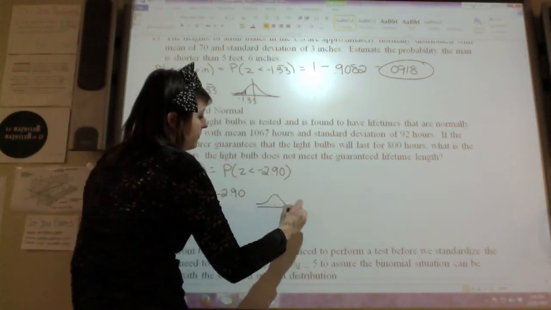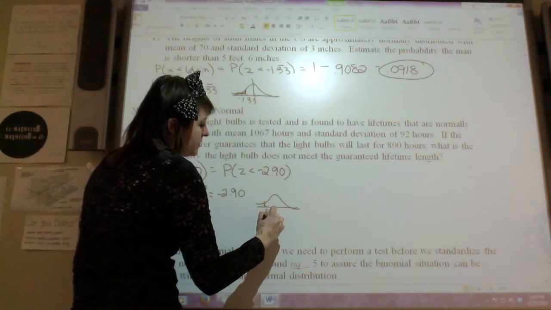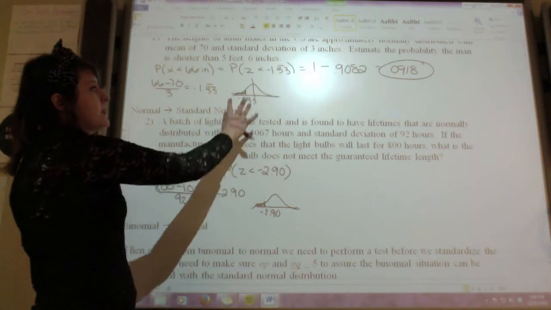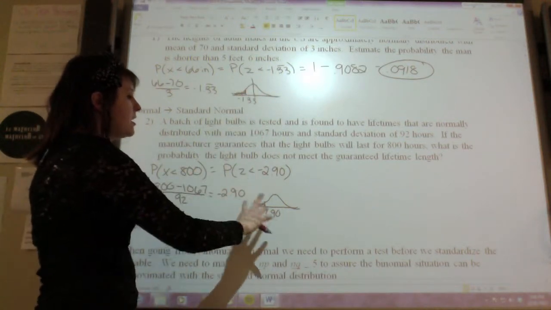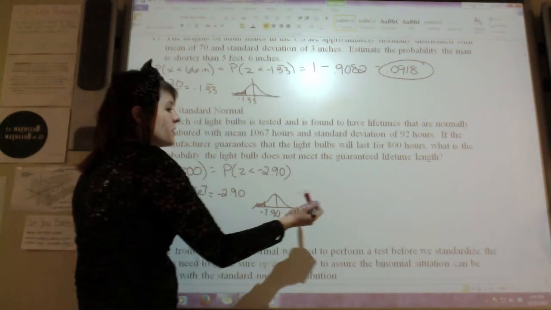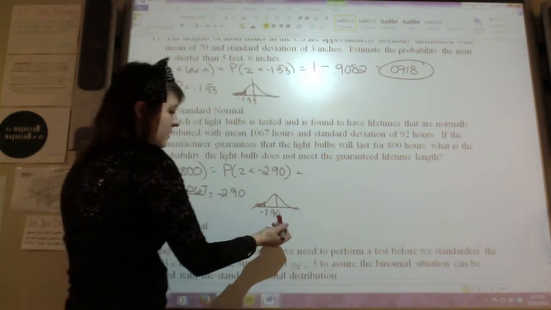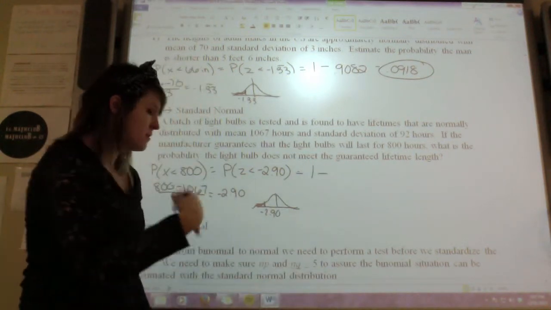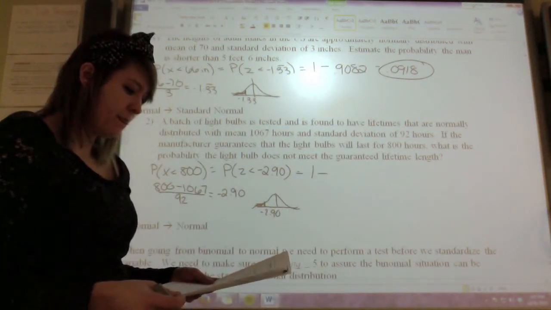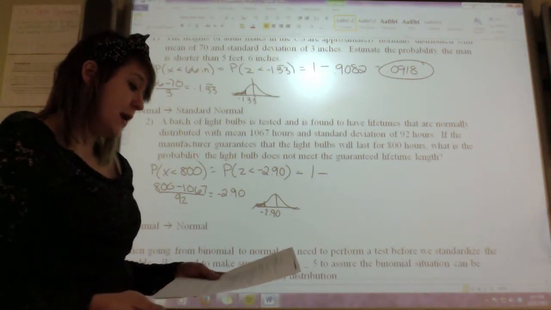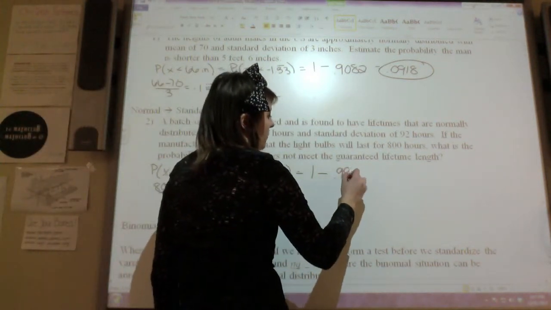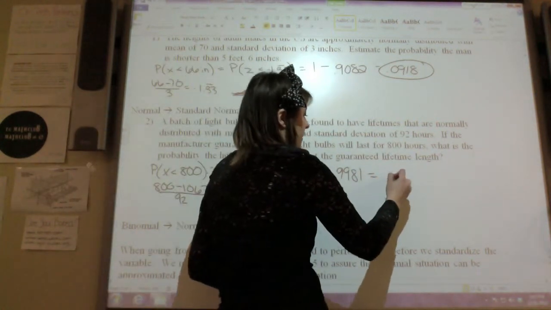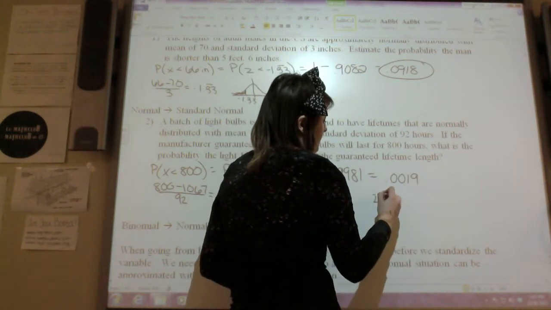And if I draw that out, I've got my negative 2.90 here, and I want everything less than that. So it's going to be a really small probability. I'm going to use the same method that I did here, thinking about that reflection and then taking the complement of it. So if I look at my table and find 2.90, I'm going to take the complement of anything that's under 2.90, which is 0.9981. And when I take 1 minus that, that gives me 0.0019. So that's approximately 2%.